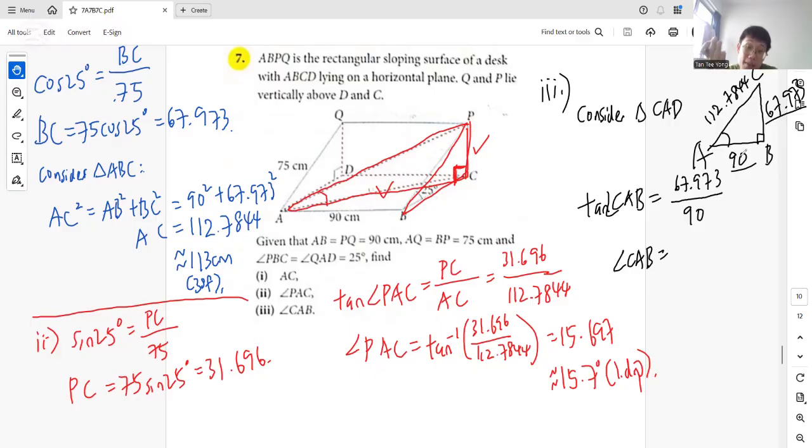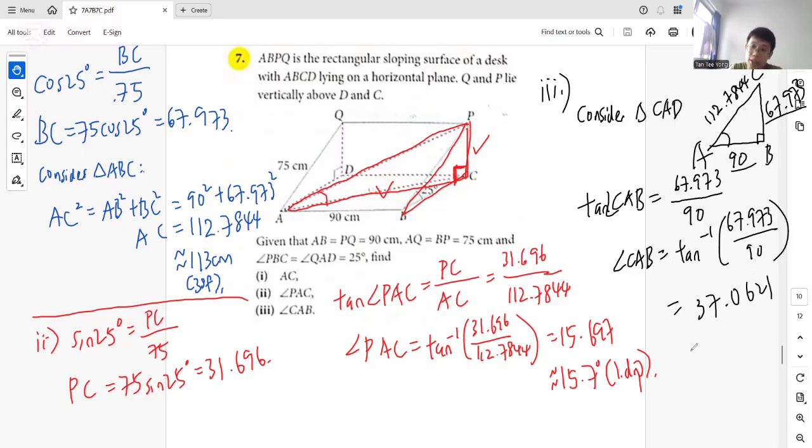So in this case, it's a better choice to use tangent instead of sine, because with sine you are making use of BC and AC, which are the two things that you have to find and are not given. So there's a chance that you might get it wrong. So angle CAB equals tangent inverse of this fraction, and then you will have 37.0621, round off 37.1 degrees, 1 dp.